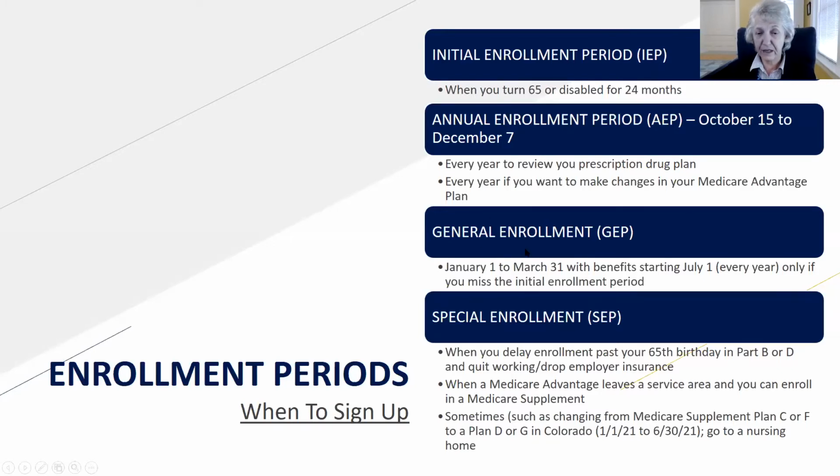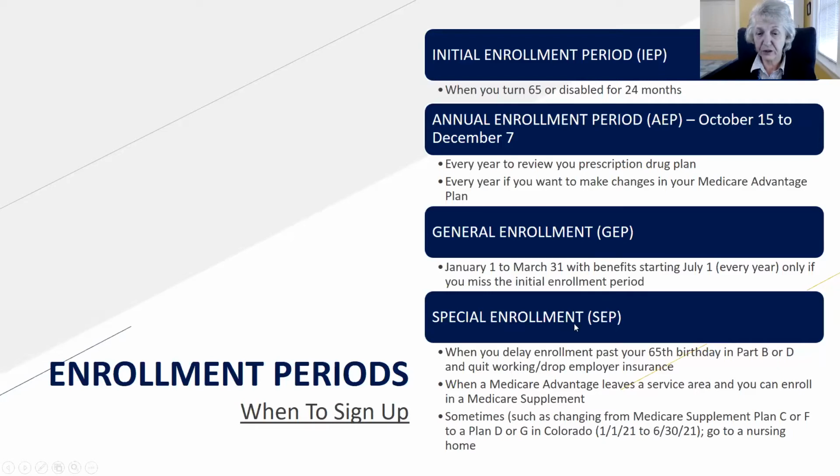We also have the general enrollment period, which happens usually only once in your lifetime if you miss your IEP or your special enrollment period. And if you have to use a GEP, you enroll for Medicare between January 1 and March 31, and benefits start July 1.